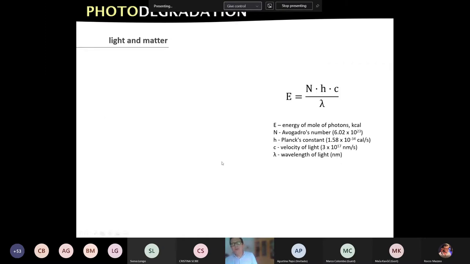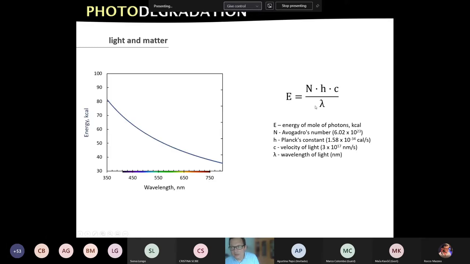Okay, so now let's look at this equation, which tells us about the energy of radiation for one mole of photons. Yes, as you can see in this equation, there's a lambda, the wavelength of light. So the energy depends on the wavelength of light. And probably most of you know already this fact that there is a strong dependence of the energy on the wavelength of light. The shorter the wavelength, the higher the energy.